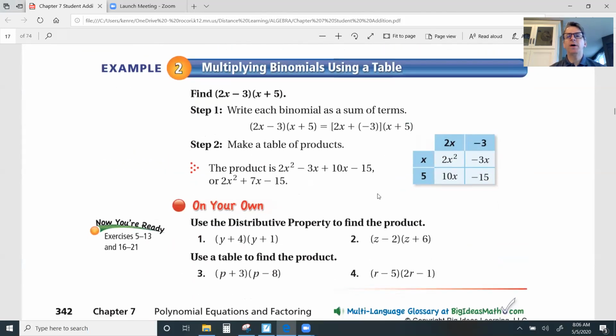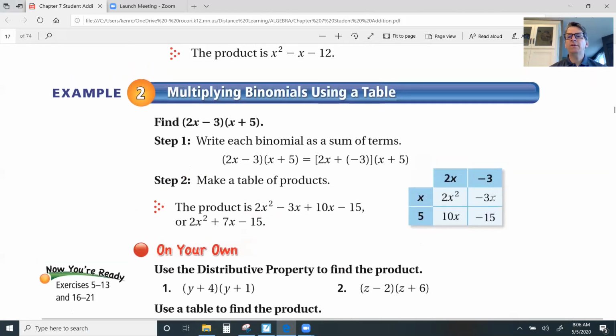Another way is by using a table. You can see 2x minus 3 times x plus 5 in this example. You take a table, so to speak, and lay out your rows and columns. On the top, you have the 2x and the minus 3, and along the side you have x and 5.